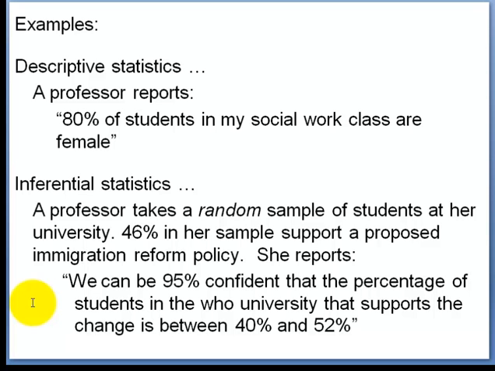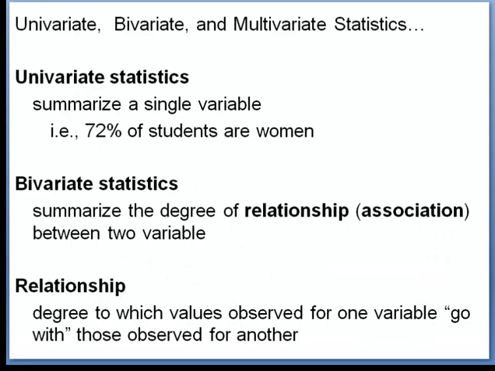Now, for now, don't concern yourself with how we got the 40 and the 52. I mean, in essence, I sort of picked those percentages out of the air. But the key idea is that the conclusion being drawn is about the population from which the random sample was selected. And that's the distinguishing characteristic of inferential statistics. So we've just seen that one division of statistics is descriptive versus inferential, and another would be univariate versus bivariate versus multivariate.